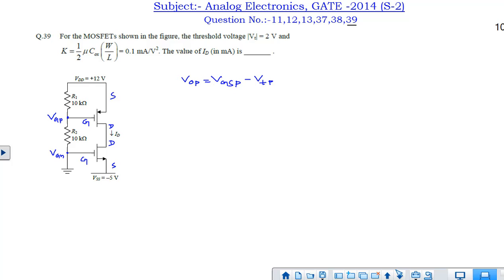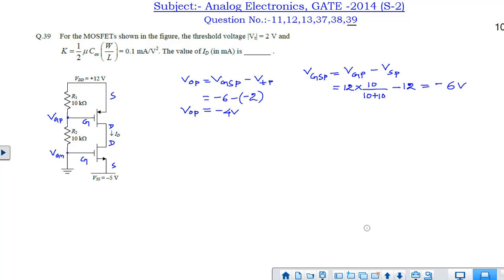Here VOP is equal to VGSP minus VTP. VGSP is nothing but VGP minus VSP. VGP we can find by applying the voltage division rule here: 12 volt into 10 by 10 plus 10, that will give us 6, minus 12, because VDD is nothing but VSP for this PMOS transistor. So that will give us minus 6 volt. So VOP is equal to minus 6 minus VT, and VT for the PMOS transistor is negative, so minus 2. So VOP is minus 4 volt.